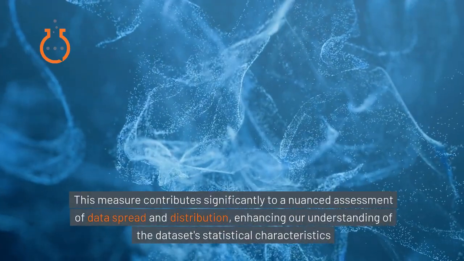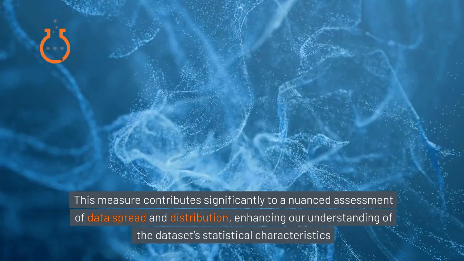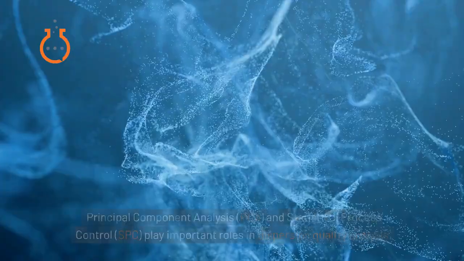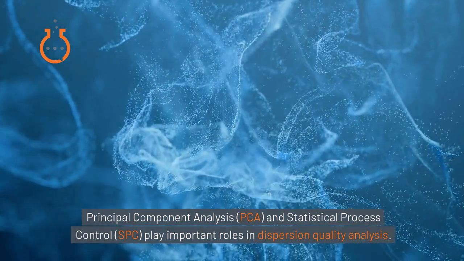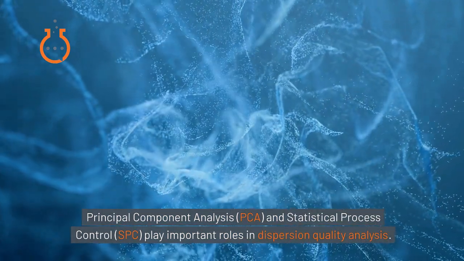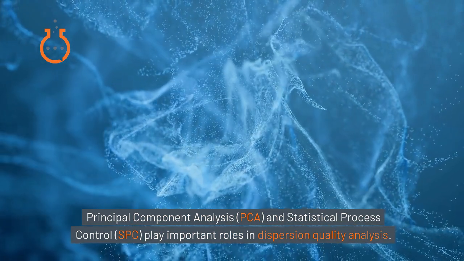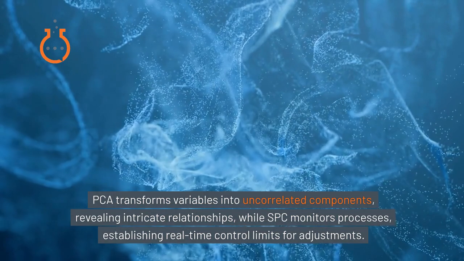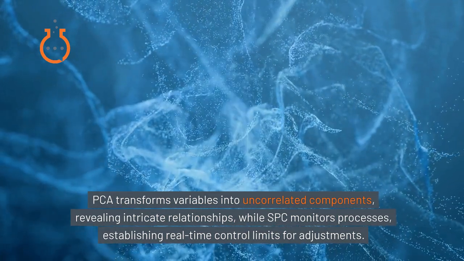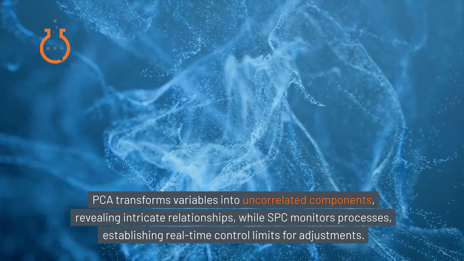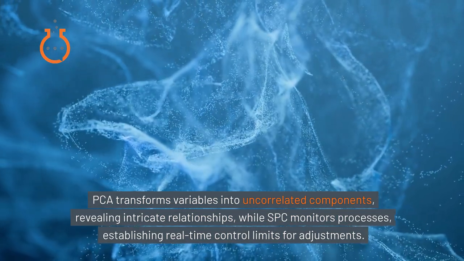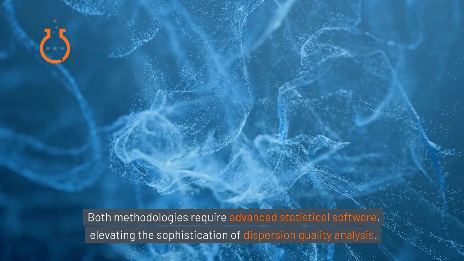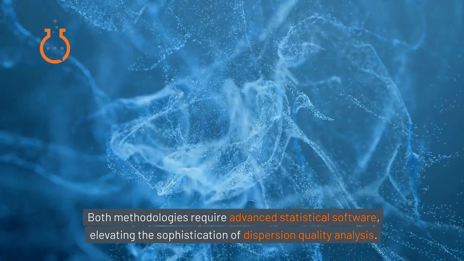This measure contributes significantly to a nuanced assessment of data spread and distribution, enhancing our understanding of the dataset's statistical characteristics. Principal component analysis, PCA, and statistical process control, SPC, play important roles in dispersion quality analysis. PCA transforms variables into uncorrelated components, revealing intricate relationships, while SPC monitors processes, establishing real-time control limits for adjustments. Both methodologies require advanced statistical software, elevating the sophistication of dispersion quality analysis.